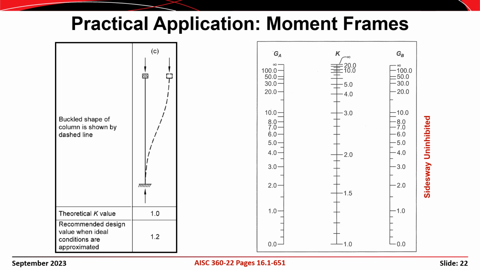This corresponds to the side sway column, which is KC of table C-A-7.1. Both ends are completely restrained against rotation, but the top of the column is permitted to translate relative to the bottom.